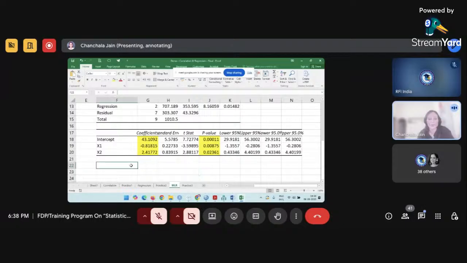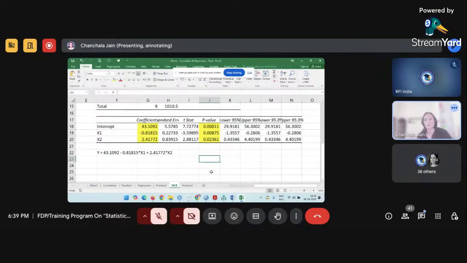So your equation will be y equals 43.1092 minus 0.81815 multiplied by x1. This is the coefficient of x1, right? Plus 2.41772 multiplied by x2. This will be your equation. Done, everyone? Everyone is fine? Yes, madam.